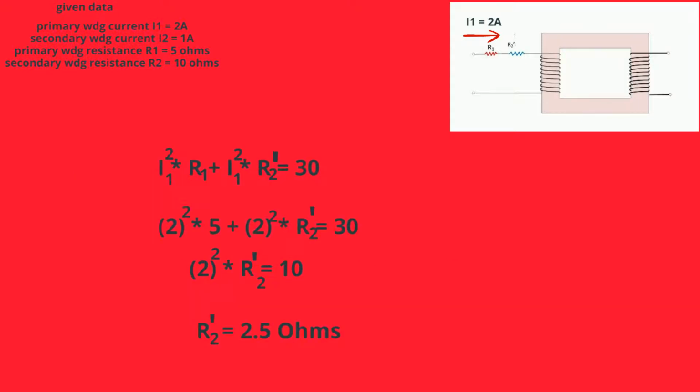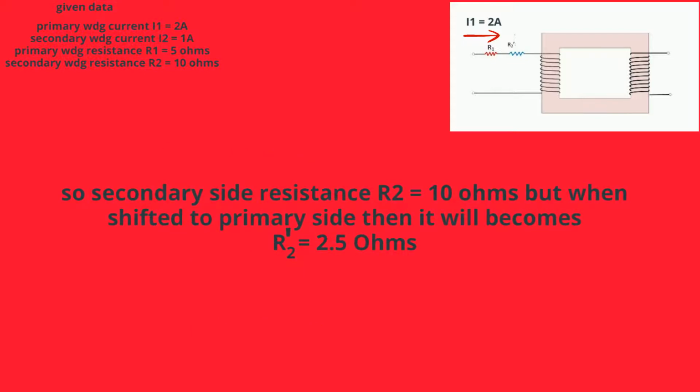Equating the copper loss equation to 30 watts, then I1 square into R1 plus I1 square into R2 dash equal to 30. We know the values of I1 and R1, that is I1 is 2 ampere and R1 is 5 ohms. Substituting the values of I1 and R1, we will get R2 dash equal to 2.5 ohms. So now we will make a conclusion.